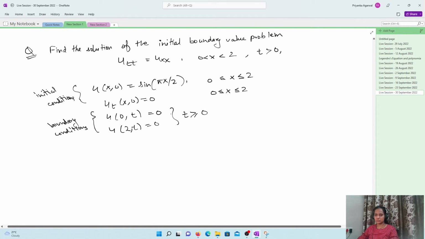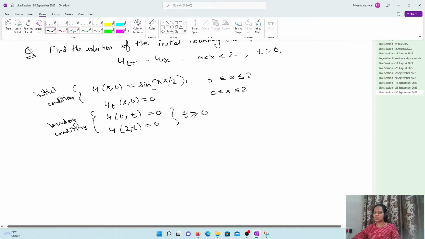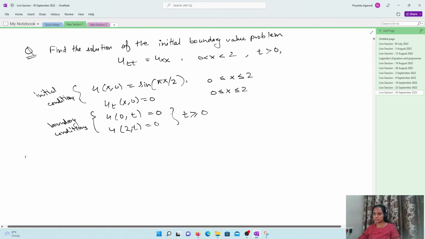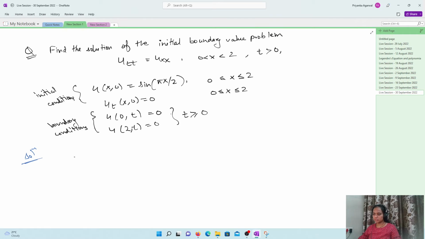And now we have to solve this particular problem. Now clearly, this problem is of fixed end. So if we have to solve, this problem is vibration of a finite string with fixed ends. Okay.